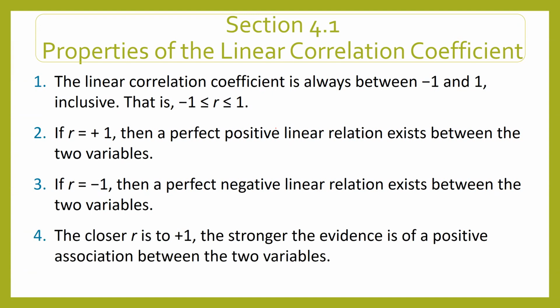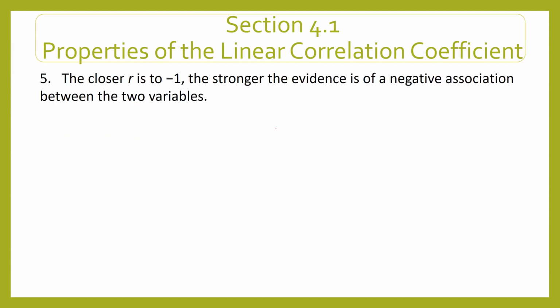Another property is that the closer you are to +1, the stronger the evidence of a positive association. And the closer you are to -1, the stronger the evidence is of a negative association.